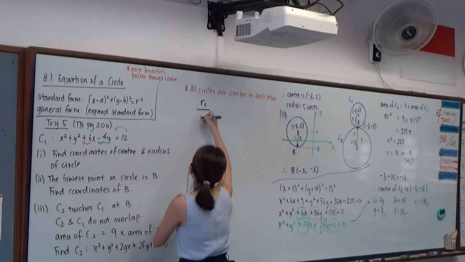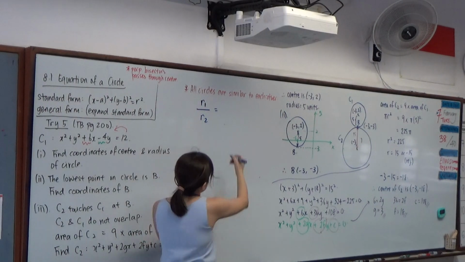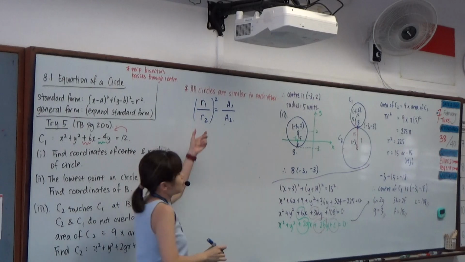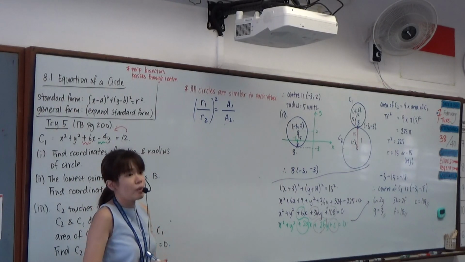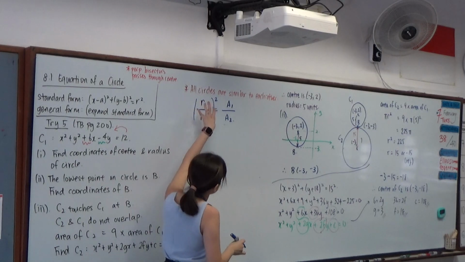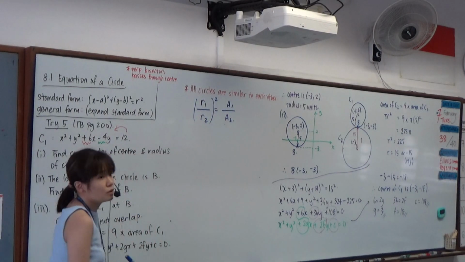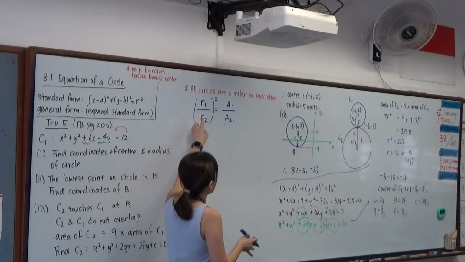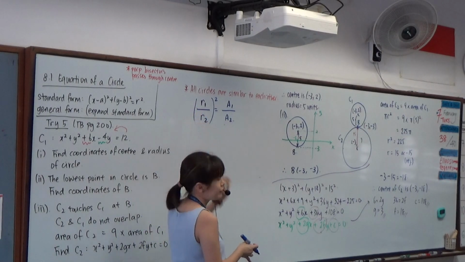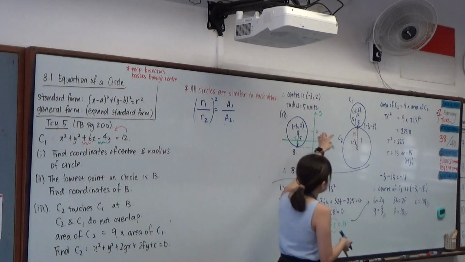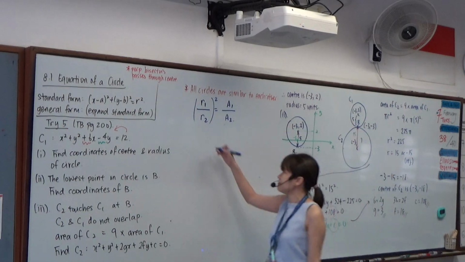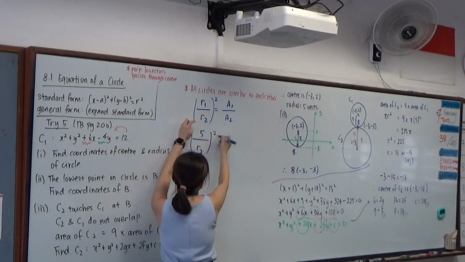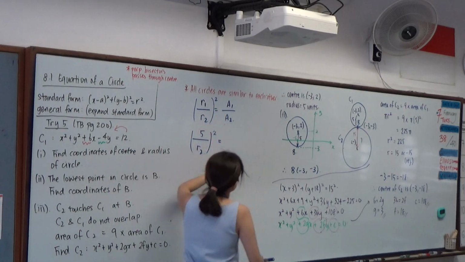Our radius R1 over R2 is related to the area A1 over A2. The ratio of the radius has to be squared in order to be equal to A1 over A2. Remember this? We learned this last year regarding similar figures. Area is always the square of the length. Radius is the length itself. Agree? So radius 1 over here is the radius of C1, that is 5. Radius 2 is what we want to find. Square it, area of 1 over area of 2.